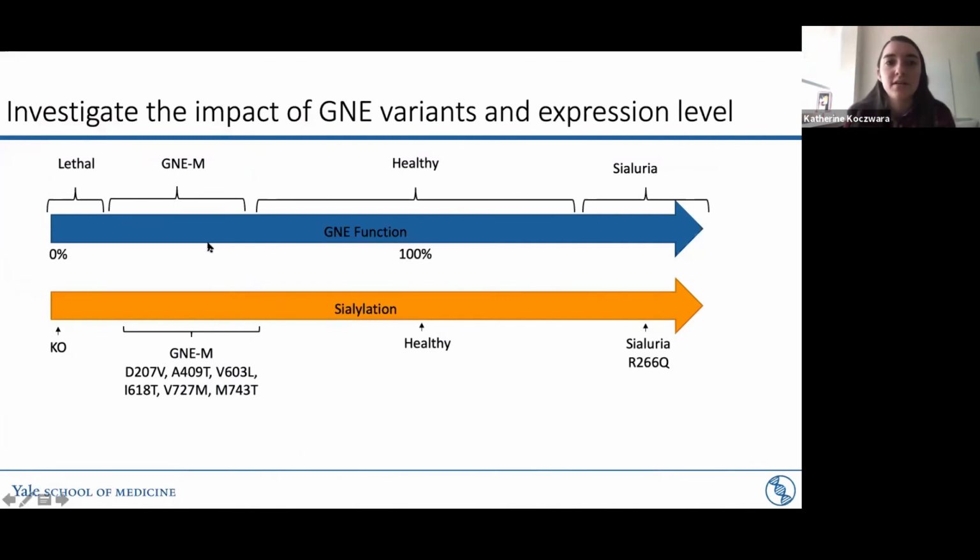So if we think about GNE function on a range from 0% being lethal, a reduced amount leading to GNE myopathy, a normal amount resulting in healthy individuals, and a very high amount leading to a different disease called sialuria, we can then work to correlate this with not just the GNE function that we're seeing, but how this affects the sialation, both globally, on the cell surface, or on specific proteins, and look to see how much we need to express GNE to restore sialation from a reduced level that we would see in GNE myopathy individuals to this healthy level.